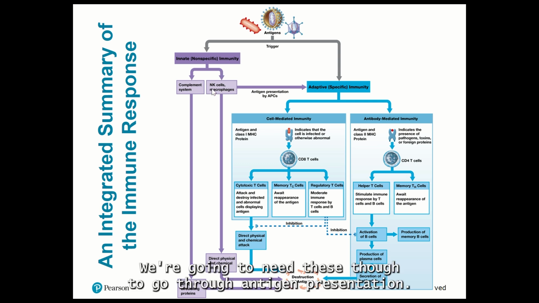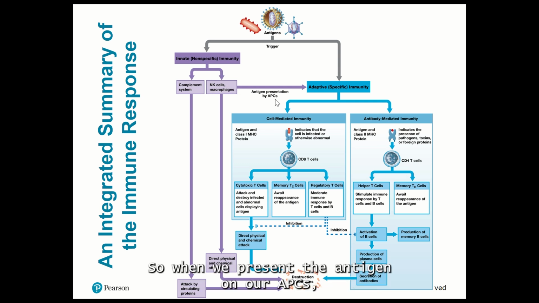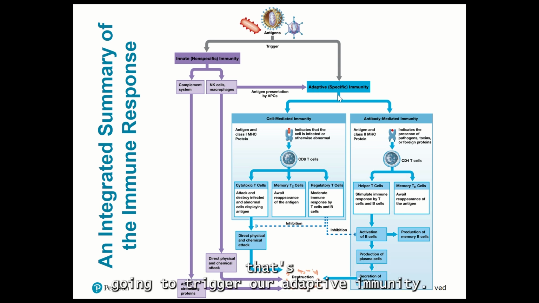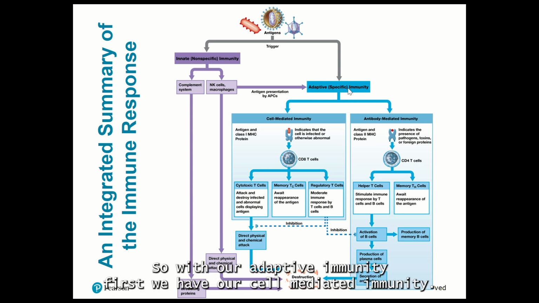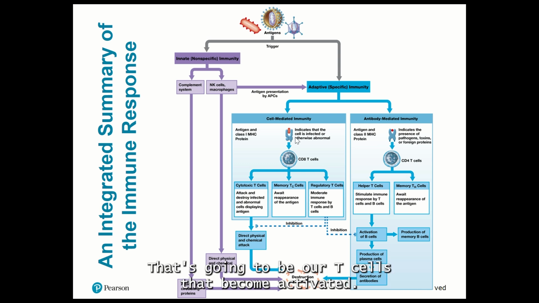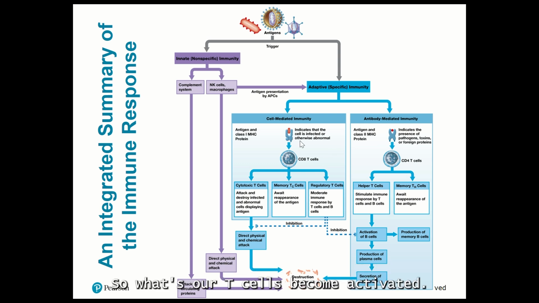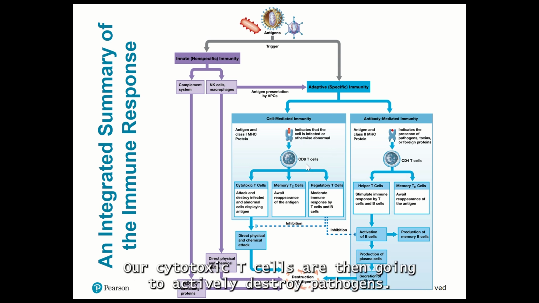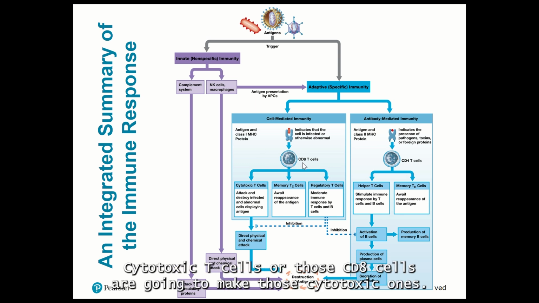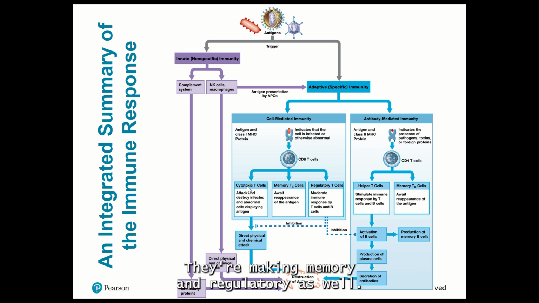We're going to need these, though, to go through antigen presentation. So when we present the antigen on our APCs, that's going to trigger our adaptive immunity. So with our adaptive immunity, first we have our cell-mediated immunity. That's going to be our T cells that become activated. So once our T cells become activated, our cytotoxic T cells are then going to actively destroy pathogens. Cytotoxic T cells, or those CD8 cells, are going to make those cytotoxic ones. They're making memory and regulatory as well.